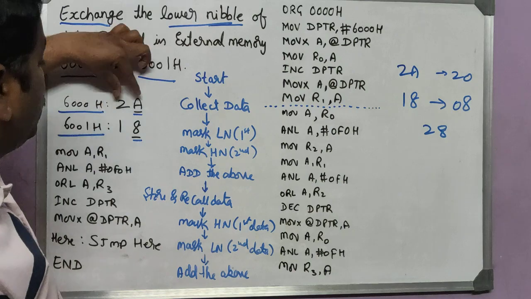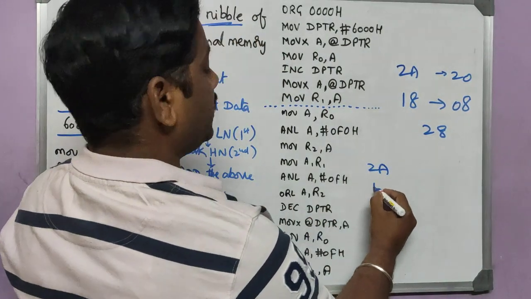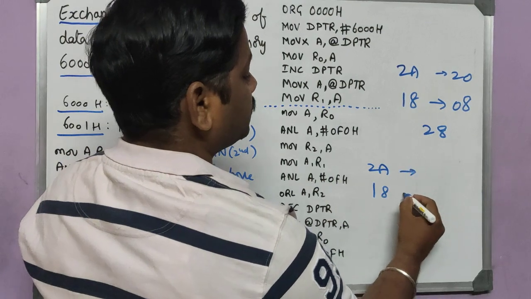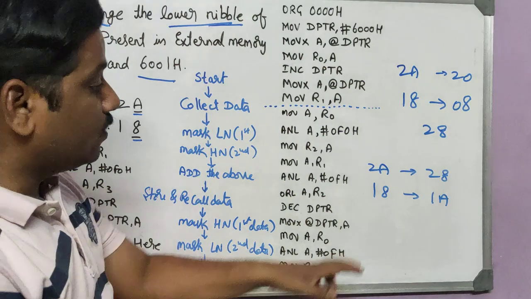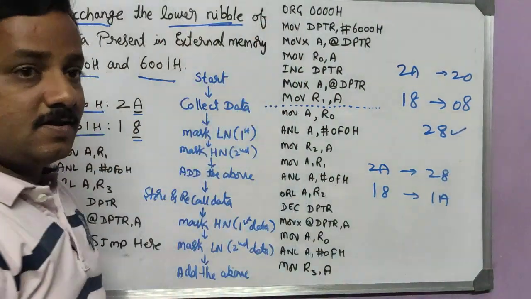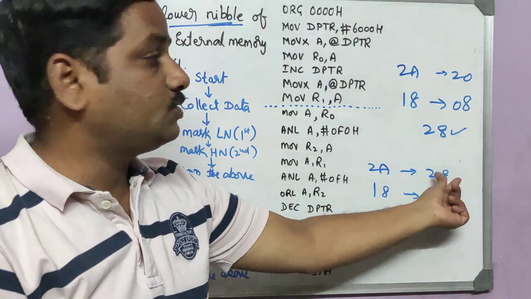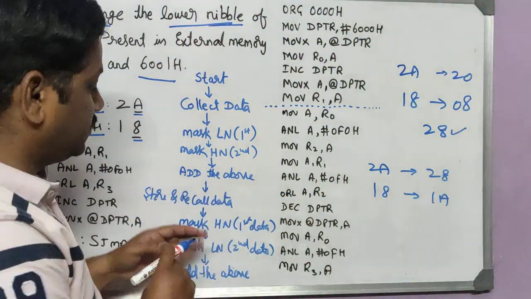Actually what was our requirement? If I give 2A and 18, after execution what should be the result? I should get 28 and 1A. Lower nibbles have to be exchanged. That has been done here. 2A is got as 28 now. So that has been achieved up to this part.